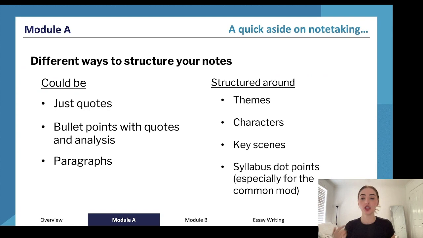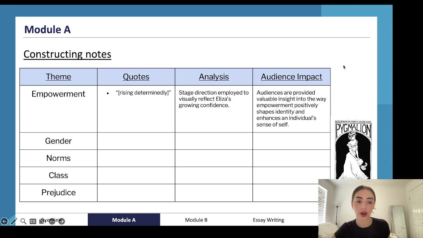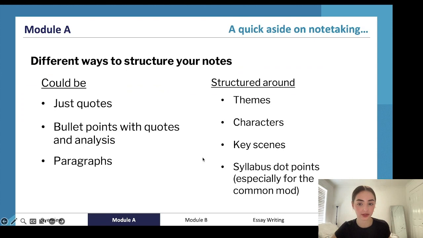Your key scenes should be in your quotes and analysis, and syllabus dot points, especially for the Common Module and for Module A. If you're wondering where you could put that, you could make another column here and put in link to syllabus and then link each idea to parts of the syllabus. Okay. So this is what I was talking about.